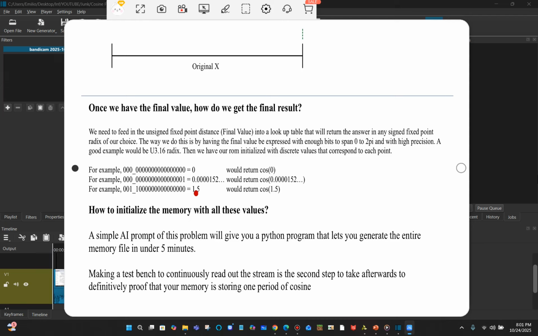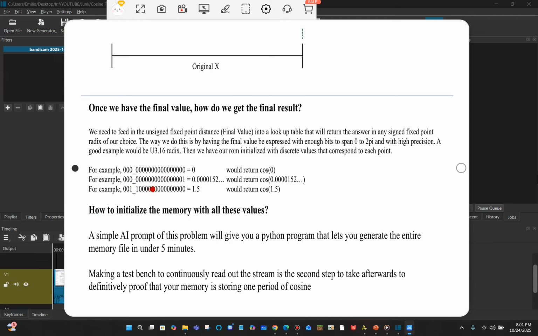So we would need to make it such that at that address, the equivalent signed fixed point representation of 1.15 would be shifted out. So that's how that works.